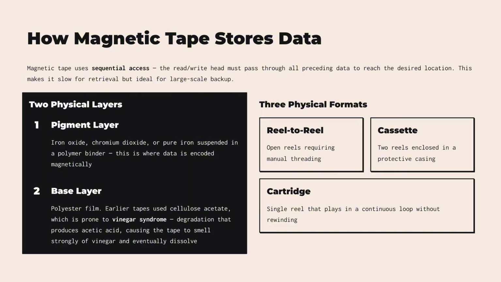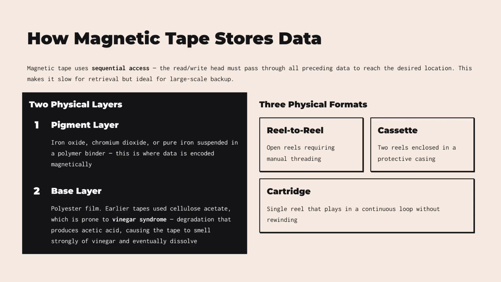The key structural limitation of magnetic tape is that it uses sequential access. To get to a specific piece of data on a tape, the read/write heads have to physically pass through everything that comes before it. This makes tape slow for retrieval, which is why it is well suited for backup and long-term storage, where you are not planning to access the data often, and poorly suited for situations requiring quick access.